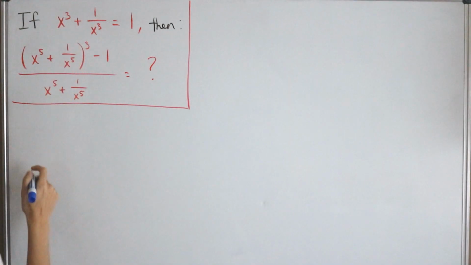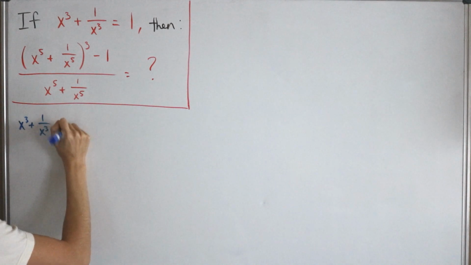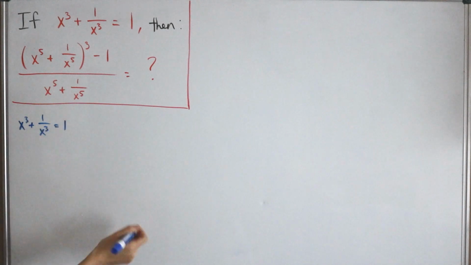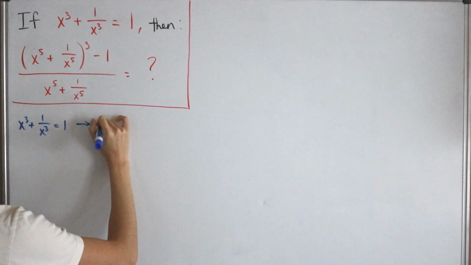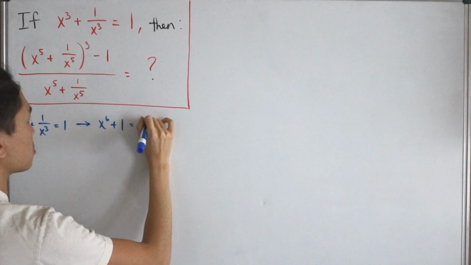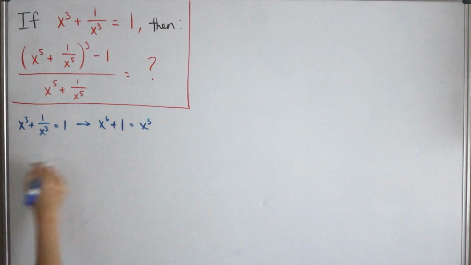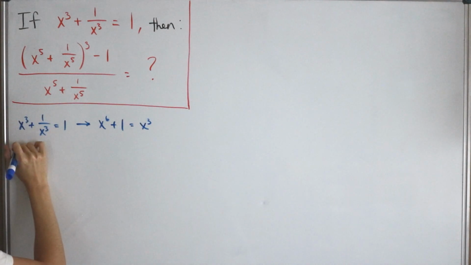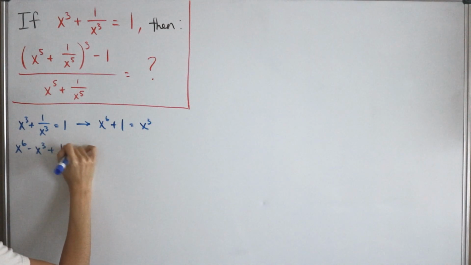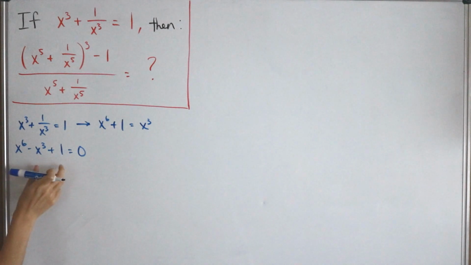If we want to solve for x on its own, I have x cubed plus 1 over x cubed equals 1. Let's put this together so we don't have a rational function. Let's multiply x cubed to both sides. So x to the power 6 plus 1 equals x cubed. Now let's get the right-hand side equal to 0. In terms of a polynomial function, x to the power 6 minus x cubed plus 1 equals 0.